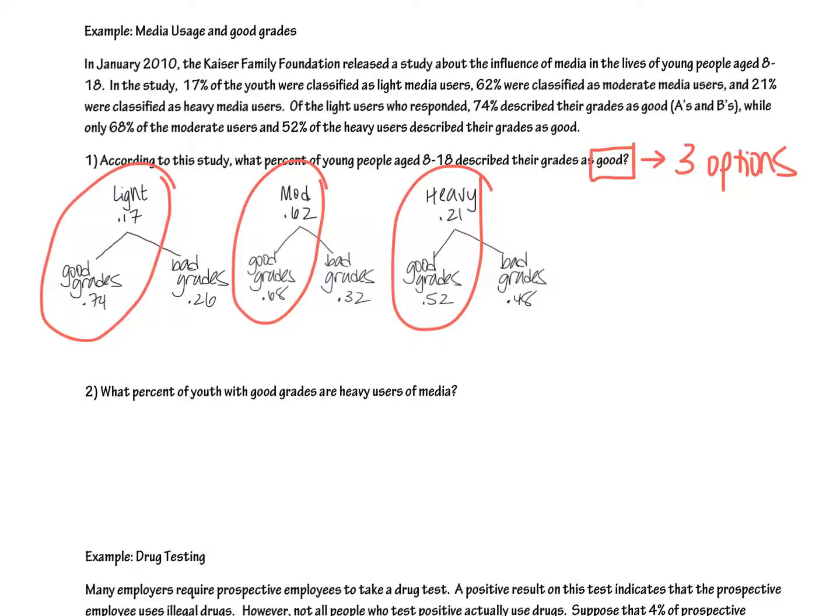And just remember what we do when we work our way down the tree. You multiply this times this, and you multiply this times this, and you multiply this times this. That's what I'm going to do. And I'm going to come up with those three percentages, and I'm going to add them together.